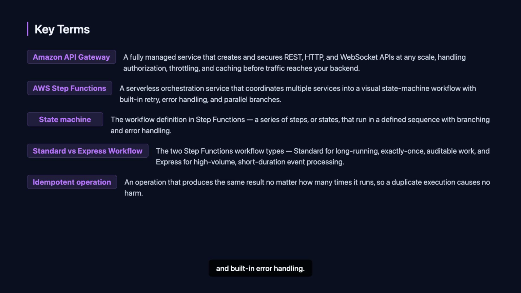Within Step Functions, you choose between standard and express workflows, and the right choice depends almost entirely on the 5th term: idempotent. An idempotent operation gives the same result no matter how many times it runs, so a duplicate execution does no harm. That property is what unlocks express workflows for high-volume processing.